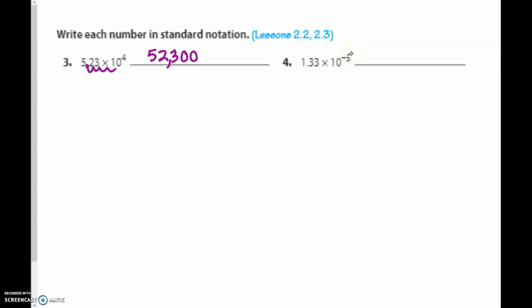So a negative 5 means we are going to be moving this decimal to the left, and we're going to have a very small number. So I have to move it 1 place beyond the 1, and then 4 more places. So it's going to be a decimal point with 1, 2, 3, 4 zeros, and then 1, 3, 3. So this would be moving 1, 2, 3, 4, 5, and we have to fill those in with zeros. Okay?